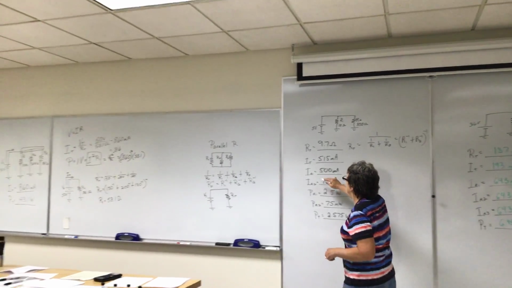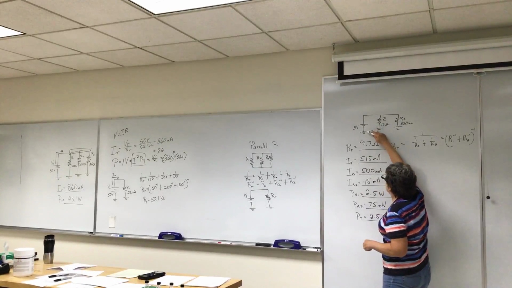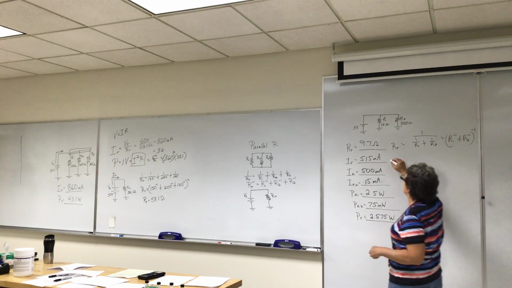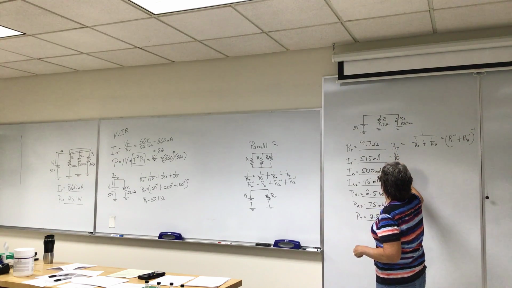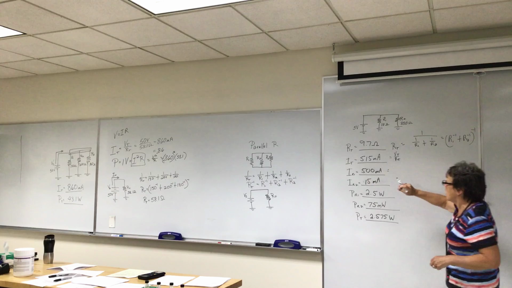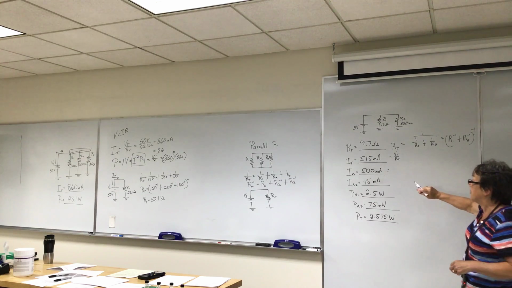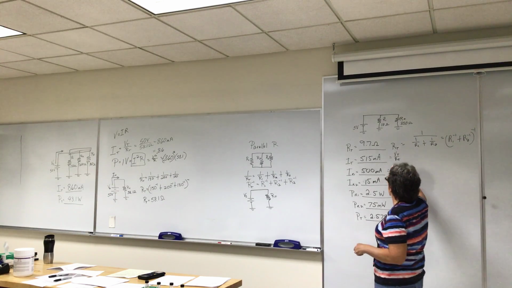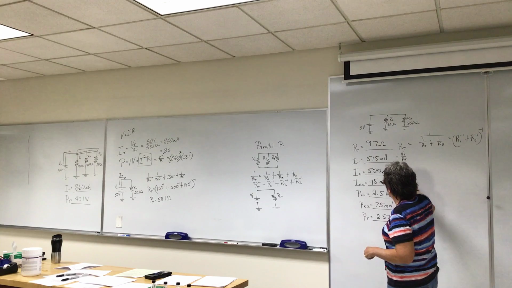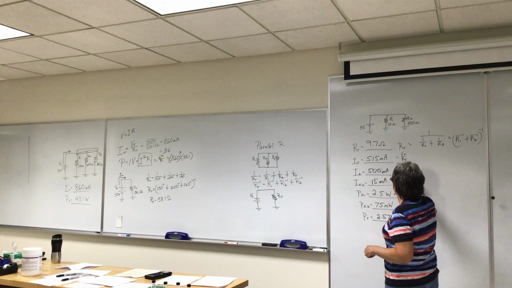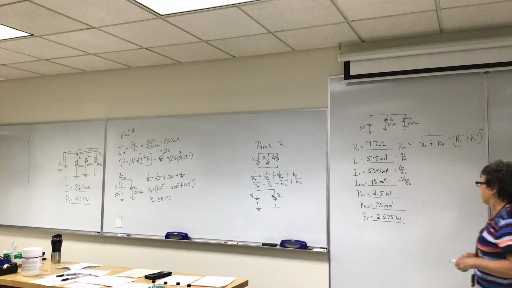For I total, just use 5 volts divided by R total, which is voltage total divided by R total. For I R1, remember, Ohm's law is still true regardless of whether it's across a component or across the whole circuit. So this is going to equal voltage across R1 divided by resistance R1. Voltage across R2 divided by R2 is going to give me the current through R2.